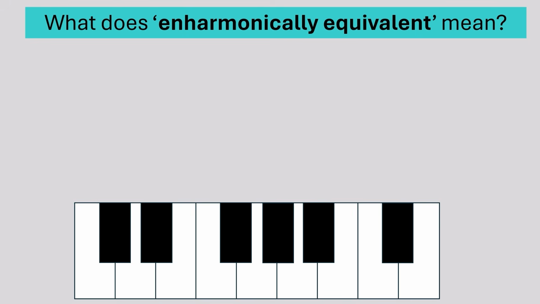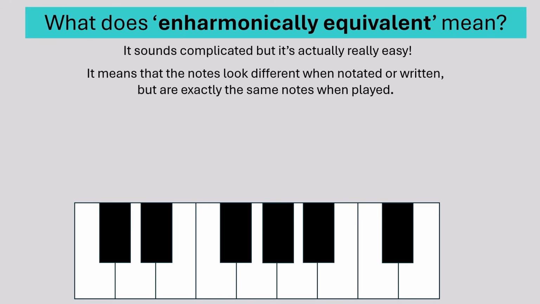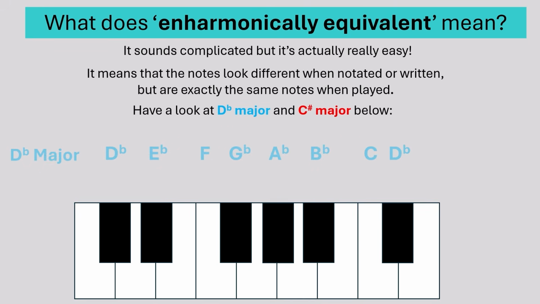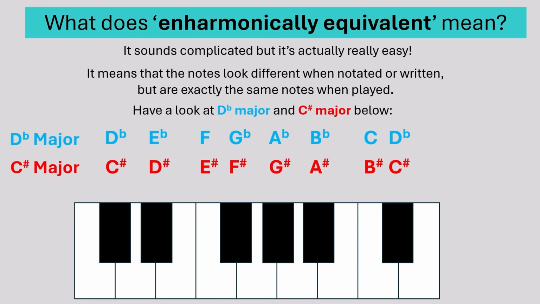But what does enharmonically equivalent mean? It sounds complicated, but it's actually really easy. It means that the notes look different when notated or written, but are exactly the same note when played. Have a look at D flat major and C sharp major below. They are different notes, but they are the same keys on the piano. They are enharmonically equivalent.